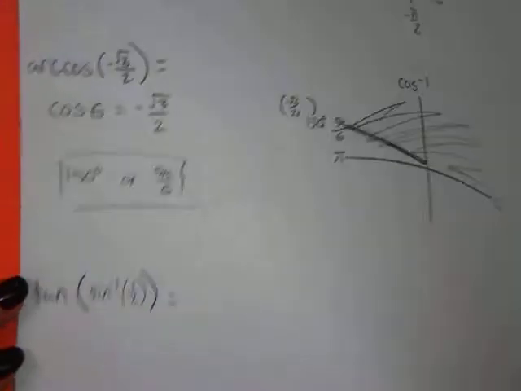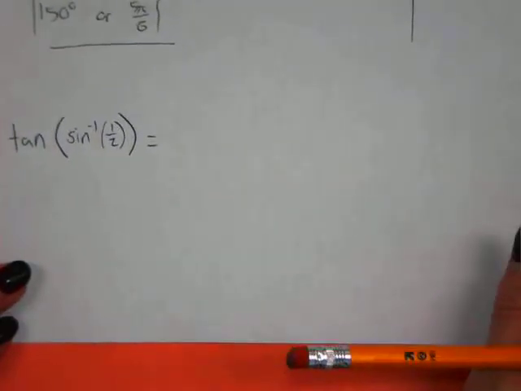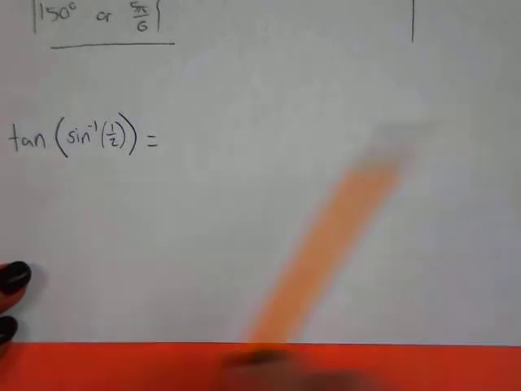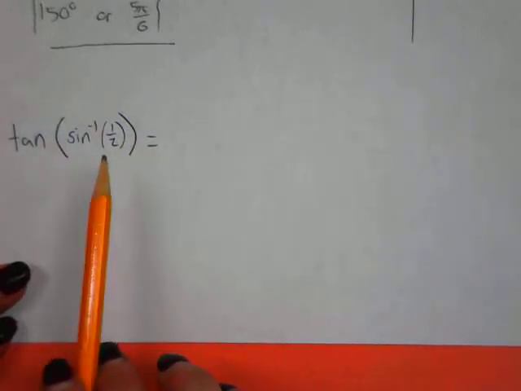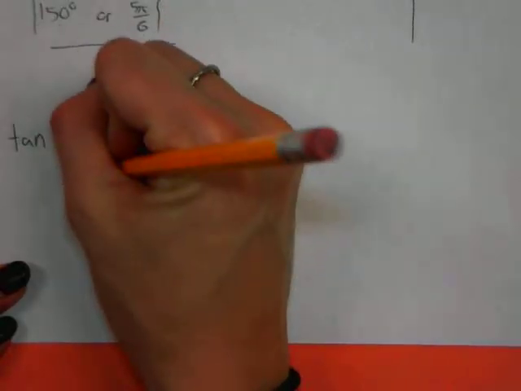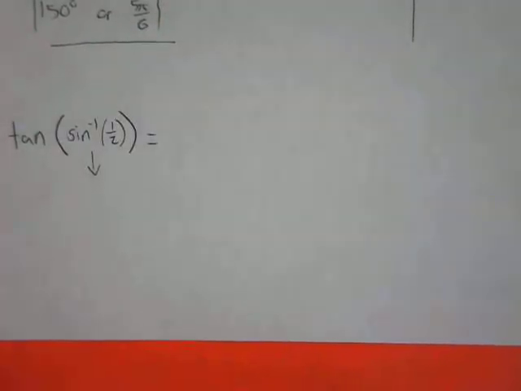And last one. This one's a double. It says tangent of inverse sine of 1/2. So if you ever see something like this, a composition of functions, we're just going to take it one step at a time. We're going to start with our inside. So let's find inverse sine of 1/2 first, and then we're going to take the tangent of whatever we get.